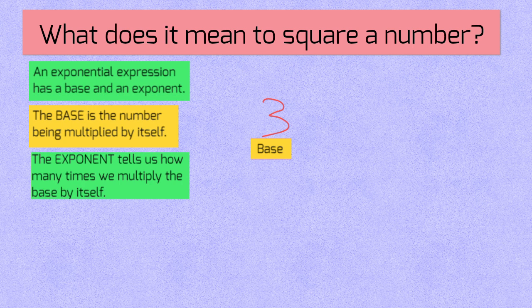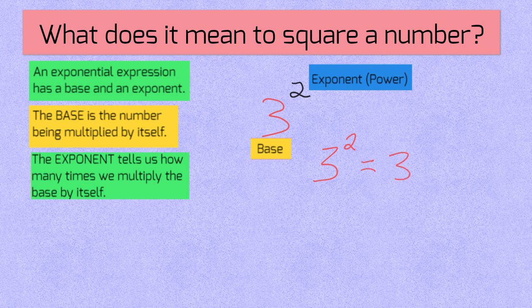The exponent or power tells us how many times we multiply the base by itself. And so if we're squaring it, that means we multiply that base by itself 2 times. So 3 raised to the second power is the same thing as saying 3 times 3.